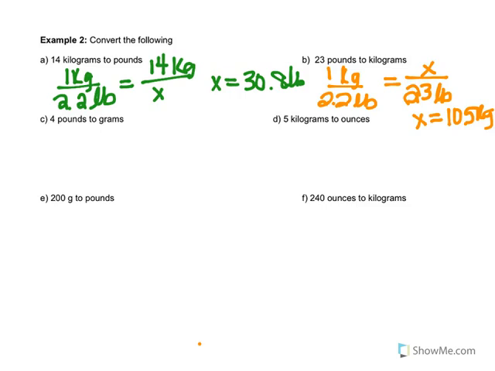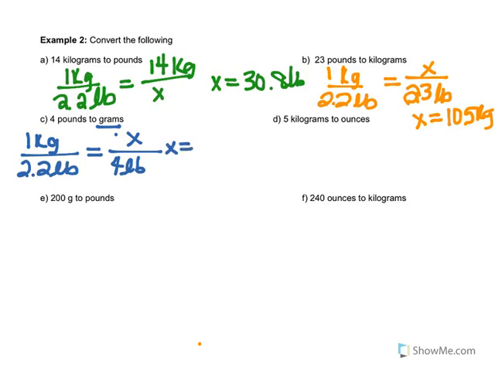Now what we have to do is combine the steps we've been doing so far with this. So we're going to go 4 pounds to grams. We don't have a 4 pounds to grams, but we're going to change it to kilograms, and then change kilograms to grams. So 1 kilogram is 2.2 pounds, and we know that 4 pounds is X amounts of kilograms. So cross multiply and divide this. You should get X is equal to 1.8182 kilograms.